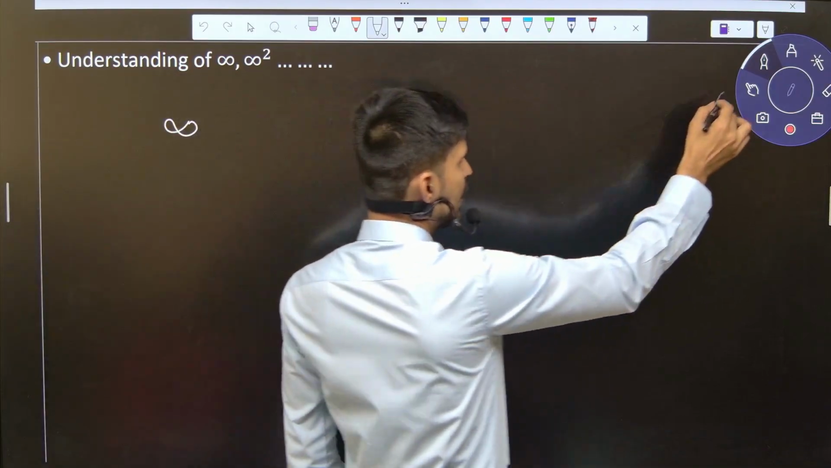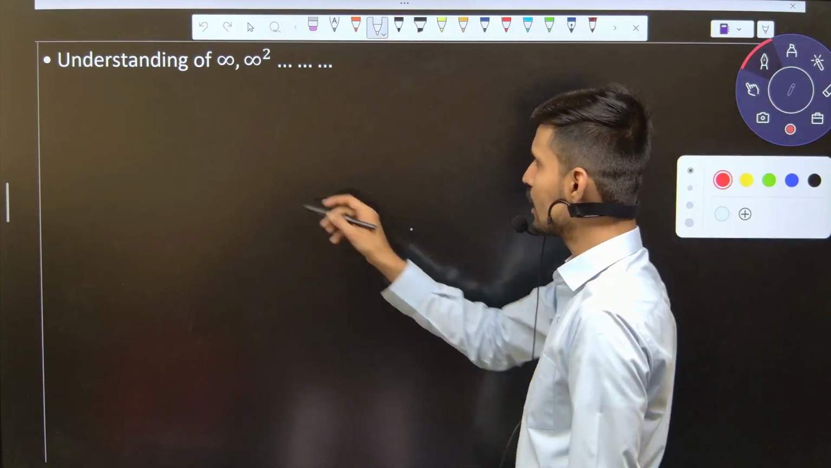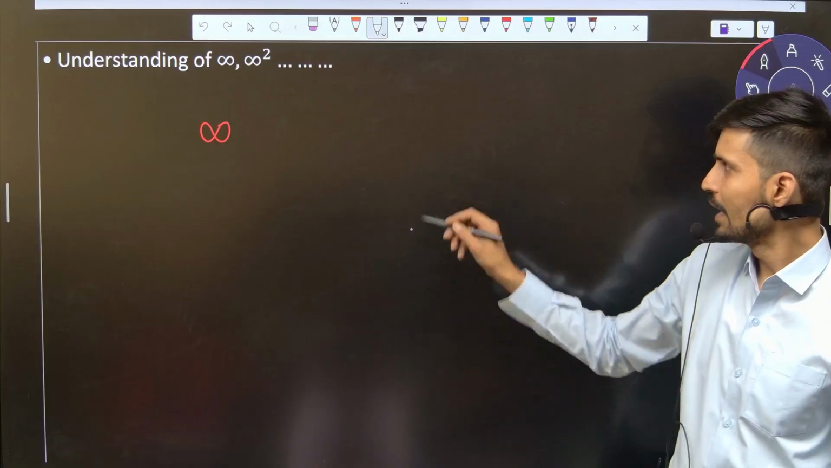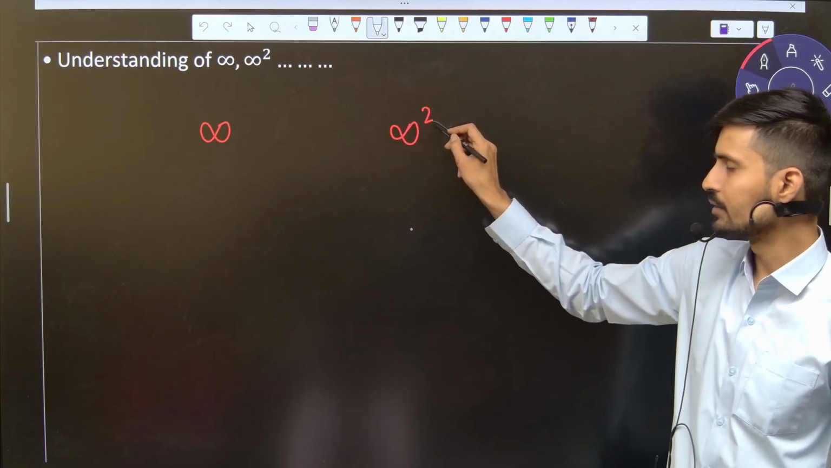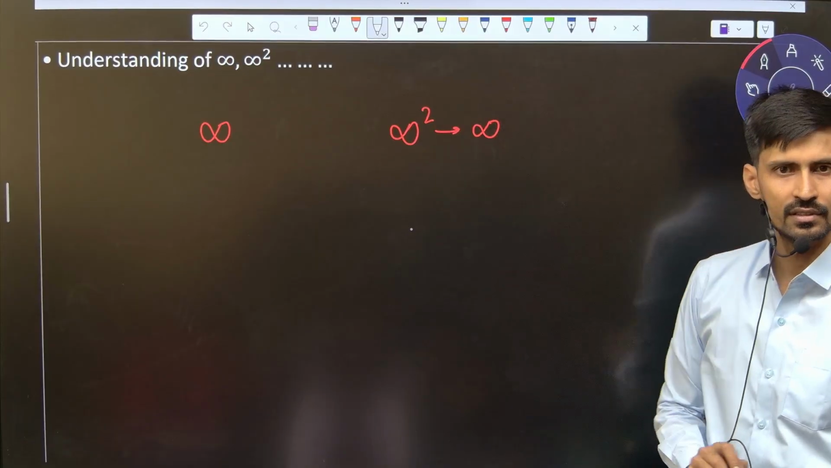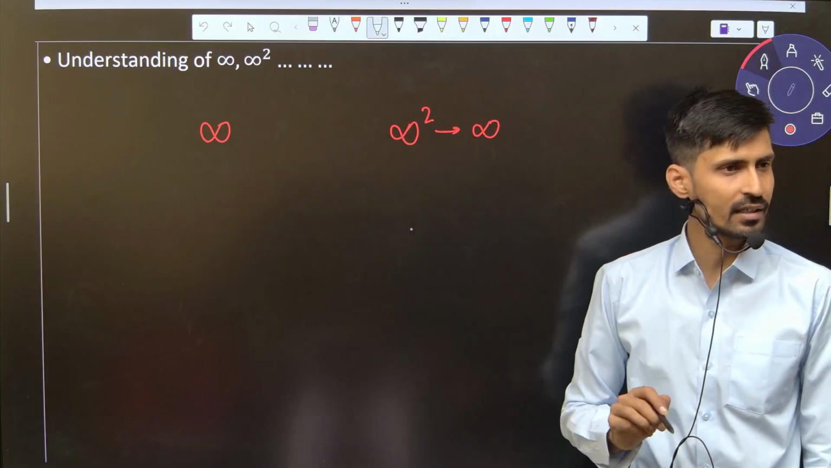See this. Infinity and infinity square. Both, I am writing simple infinity. Okay, and I am writing infinity square. Infinity square we also write as infinity only. But I ask you, tell me, both infinities are the same? No, both infinities are not the same.